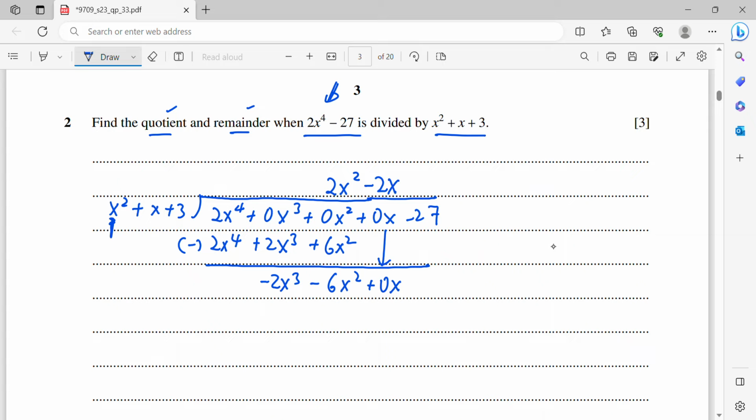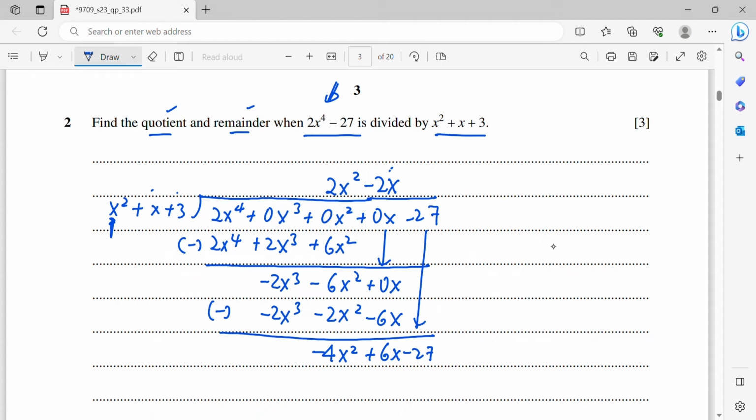Now negative 2x multiplied by x^2 will be negative 2x^3. Negative 2x multiplied by x will be negative 2x^2. Negative 2x multiplied by 3 will be negative 6x. Okay, again, minus. So negative 2x^3 minus negative 2x^3 will be 0. Second term, negative 6x^2 minus negative 2x^2 will be negative 4x^2. And then the last term, 0x minus negative 6x will be plus 6x. And now we bring down the negative 27.